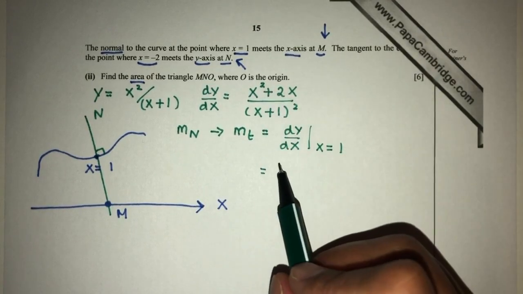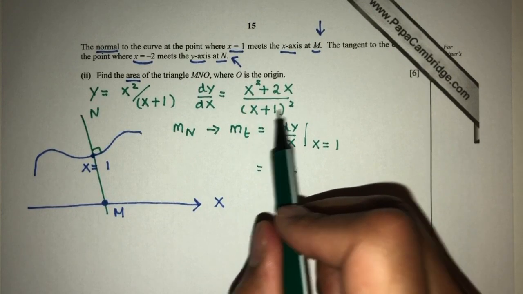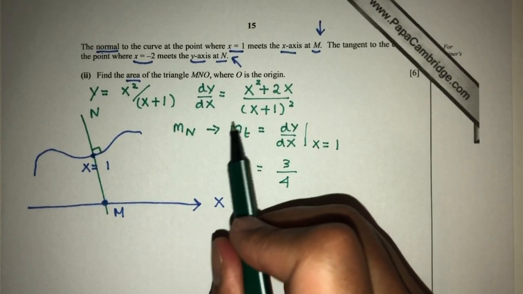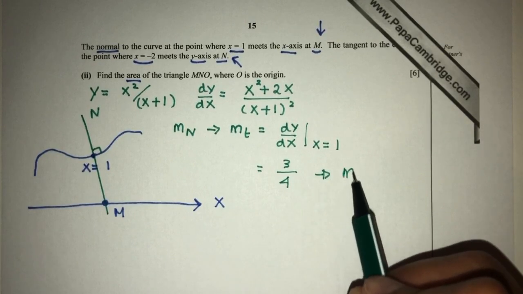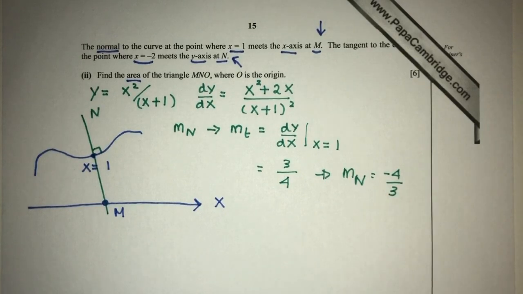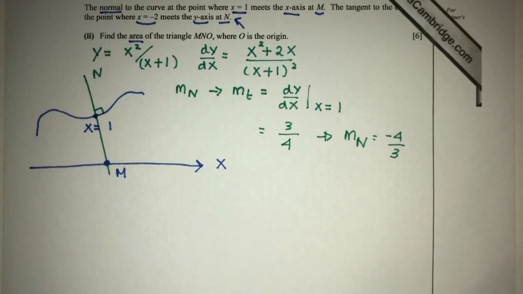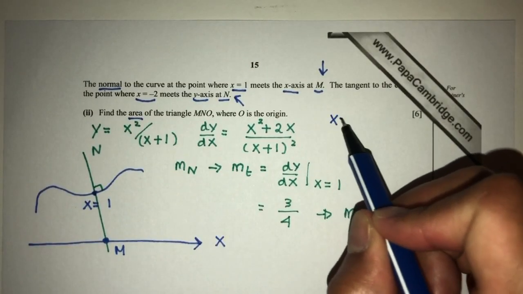So just replace the value of 1 in here. You will have 1 plus 2 is 3. This will be 1 plus 1 is 2, square will be 4. So gradient of tangent is this. So from this we derive that gradient of normal has to be minus 4 over 3. Okay, so now finally we have to find the equation. So we have to find the passing point. So when x equal to 1, what is the value of y?